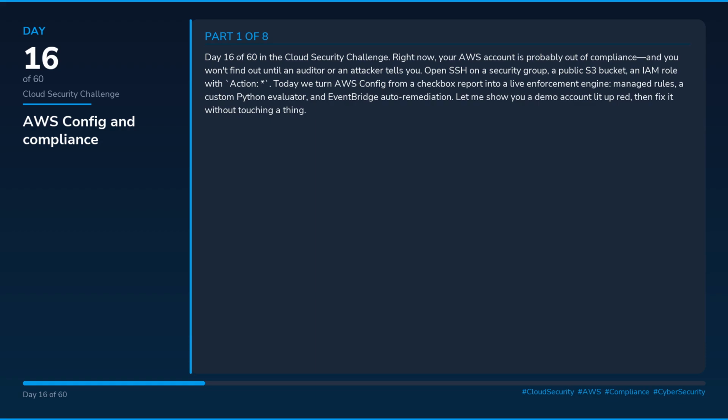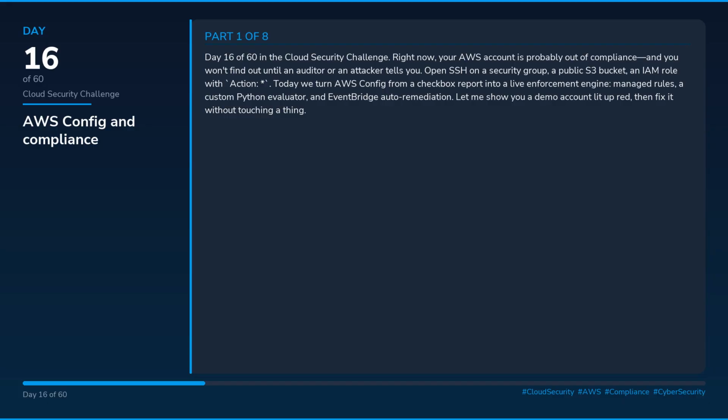Day 16 of 60 in the Cloud Security Challenge. Right now, your AWS account is probably out of compliance, and you won't find out until an auditor or an attacker tells you. Open SSH on a security group, a public S3 bucket, an IAM role with Action: *.